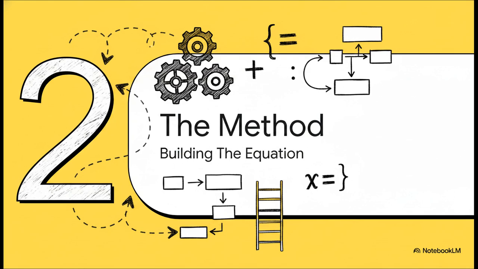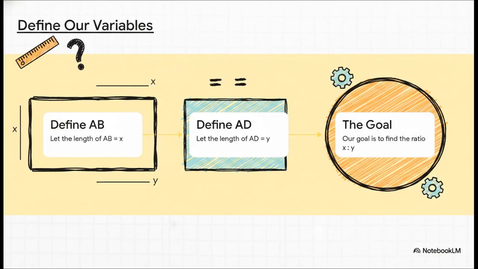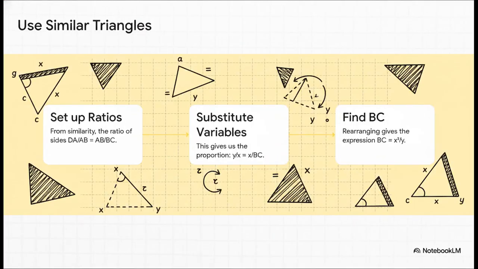We're going to build the equation step by step, following the exact logical path you'd be expected to take in an exam. The first thing you want to do in a problem like this is give things names. So let's call the length of AB X and the length of AD Y. The entire point of this exercise is to find the ratio of X to Y. Now here's our first big clue. The fact that the triangles are similar is huge. Similarity means the ratio of their corresponding sides has to be equal. So we can set up a proportion, do a little bit of rearranging, and boom, we get this really handy expression for the length of BC, all in terms of our variables X and Y.